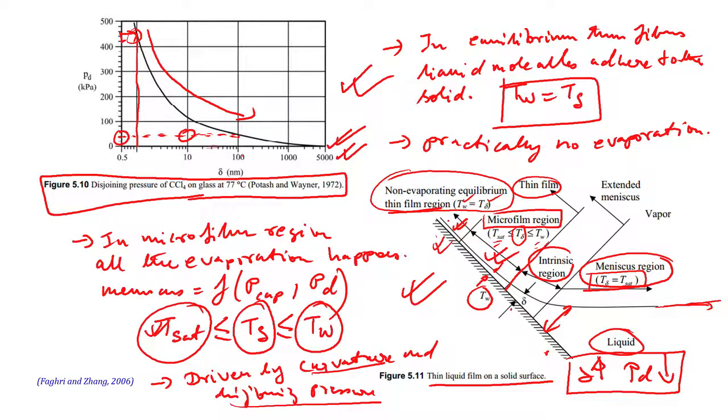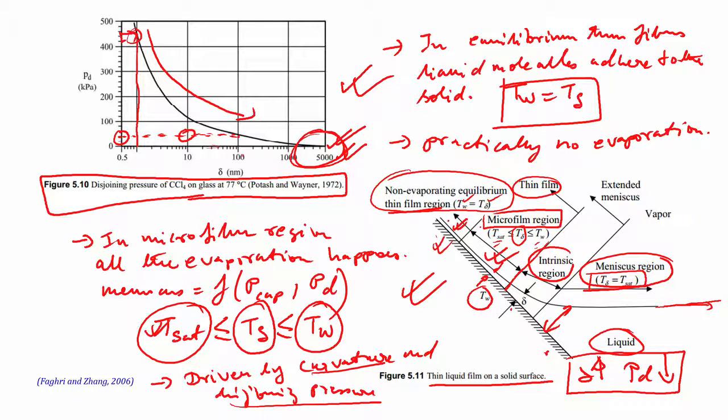We also established that as the thickness of the film goes up, the disjoining pressure effect comes down. If you recall this graph, you can see that when the film thickness is about 5000 nanometer, which is 5 microns, and the human hair is about 100 micron, so it is 1/20th of a human hair, the disjoining pressure is practically equal to 0, virtually negligible. So in the microfilm region most of the evaporation takes place; it is ideally suited for that.